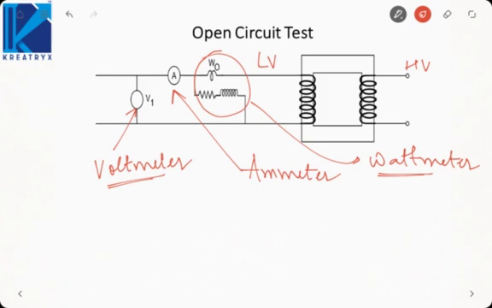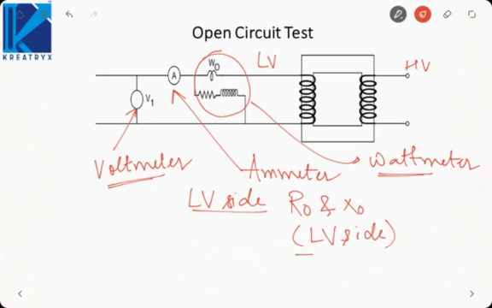Remember, if you ever want to identify on which side the test is being conducted, whichever side the instruments are connected on, the parameters will be calculated referred to that side only. Since we have connected all the instruments on the LV side, the R0 and X0 that we will calculate will be referred to the LV side.